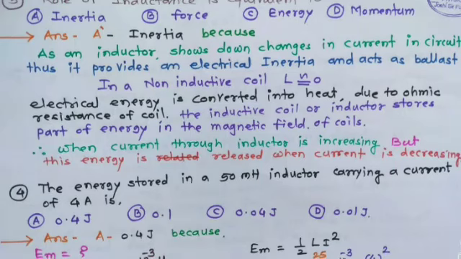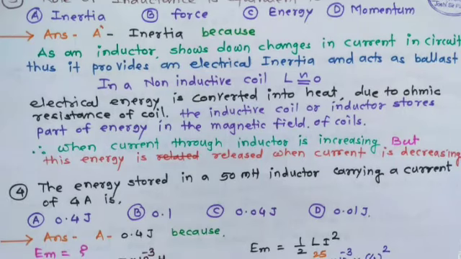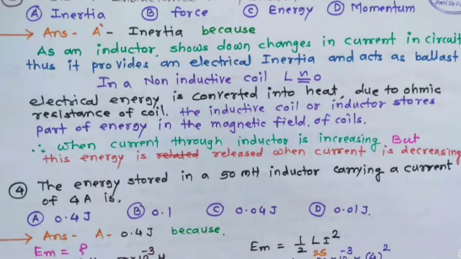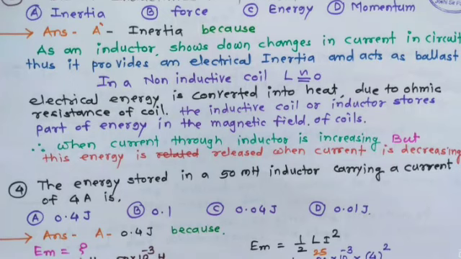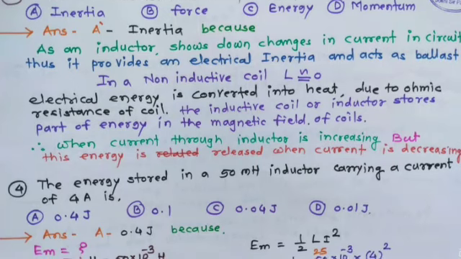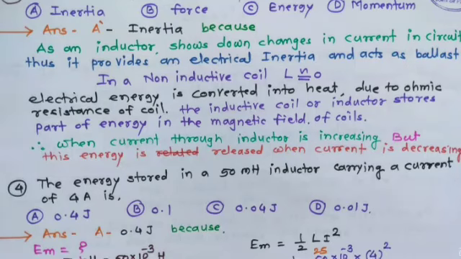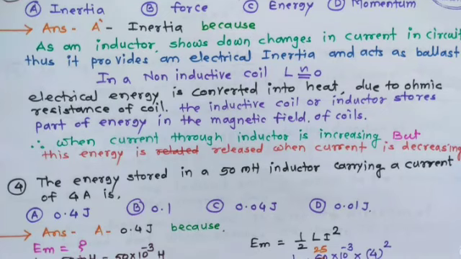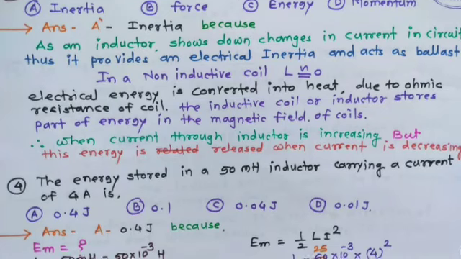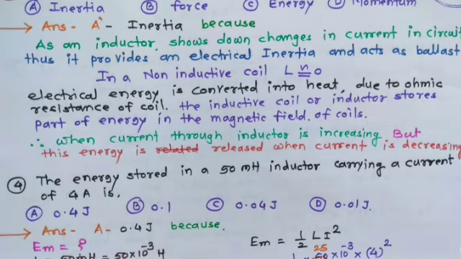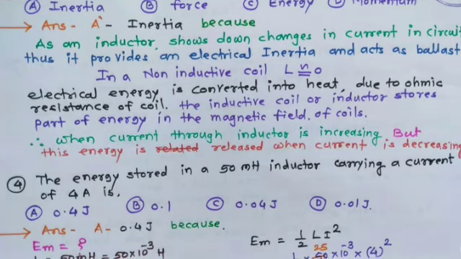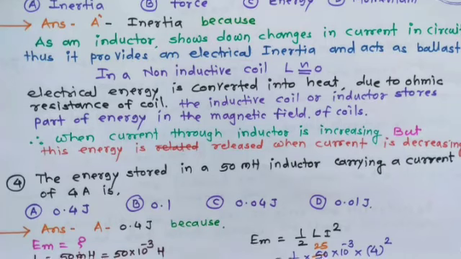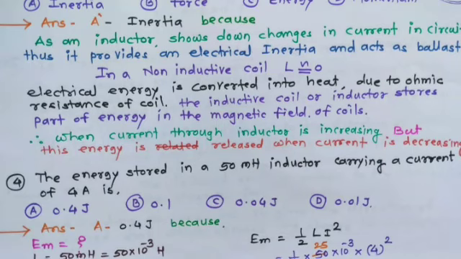So in a non-inductive coil, L is approximately equal to 0. Here electrical energy is converted into heat energy due to the ohmic resistance of the coil. An inductive coil or inductor stores part of the energy in the magnetic field of the coil. Therefore, energy is stored when current through the inductor increases, but this energy is released when current in the inductor decreases.